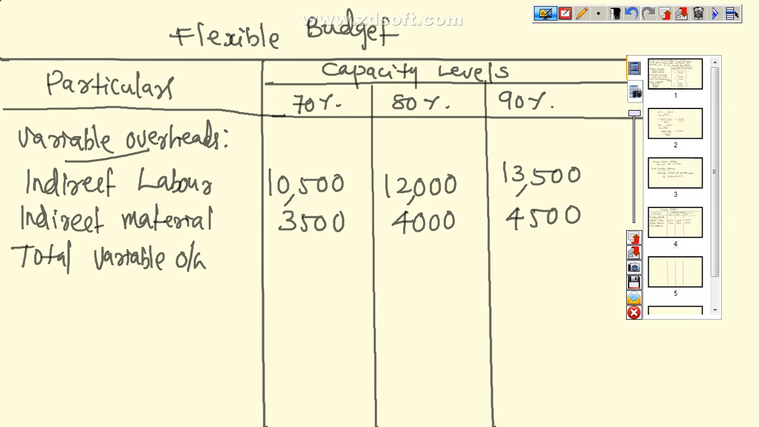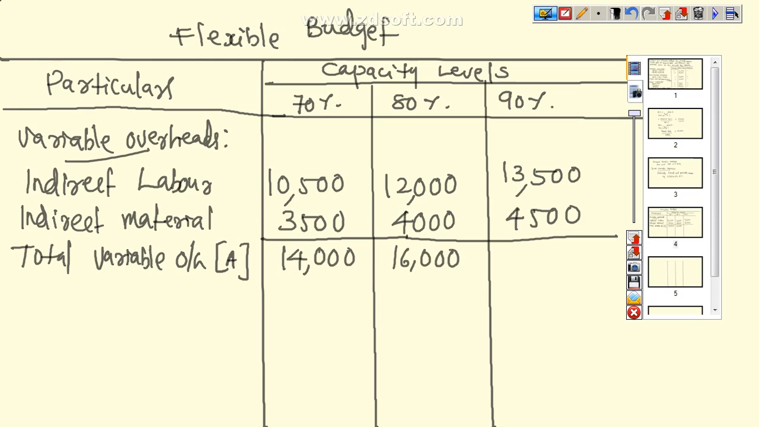Now there are only two items under variable overhead, so we can write here total variable overhead, that is our A part. So the A part answer is 10,500 plus 3,500, that is equal to 14,000. 12,000 plus 4,000 is equal to 16,000. And 13,500 plus 4,500, that is equal to 18,000. This is our A part.